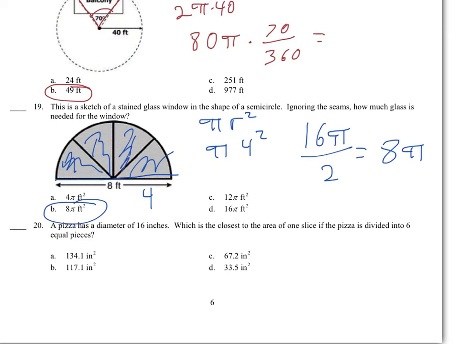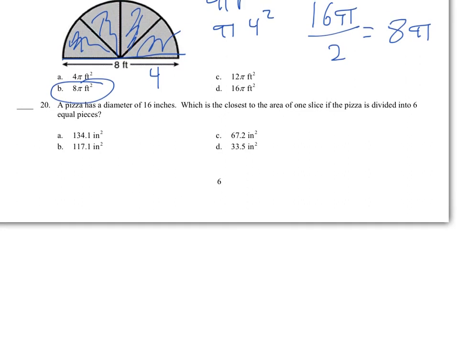And then we have a pizza question. Let's just draw a quick little picture for that. It's a pizza that has a diameter of 16 inches. What's the area of one slice if it's divided up into 6 slices? So basically it has a radius of 8.